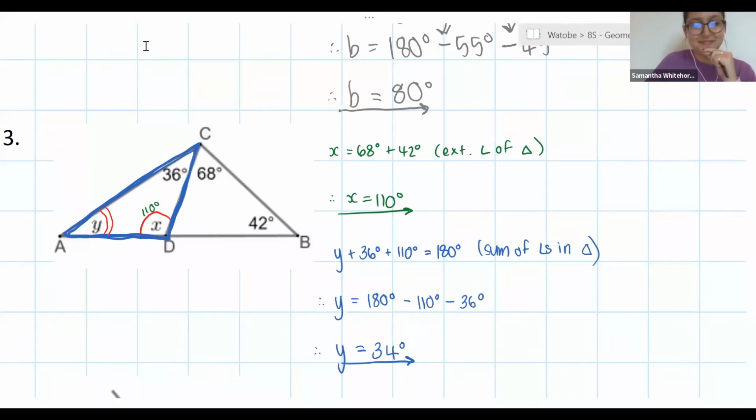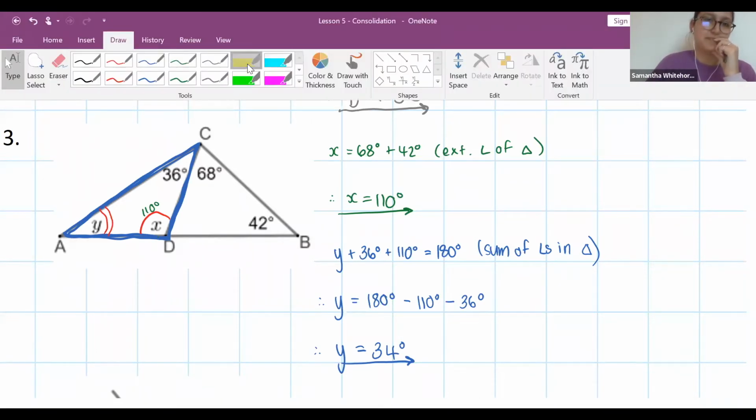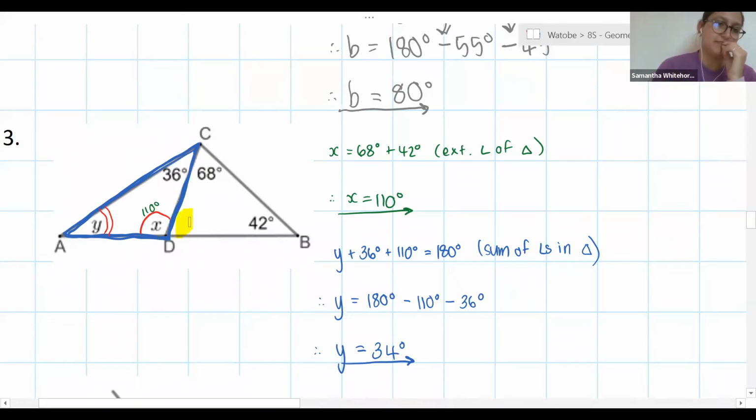Okay, so for calculating X, I did it a little bit differently. I first calculated angle D by using interior angles of a triangle, and then I calculated X with adjacent angles on a straight line. Perfect. Absolutely fine.